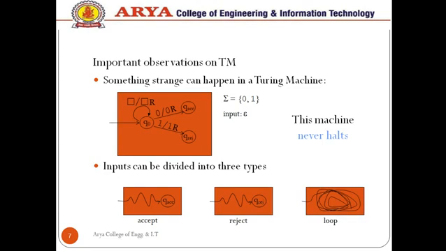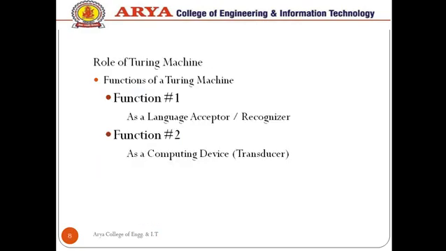Number 1, as we see, is accept the string. Number 2 is reject the string. Number 3 is loop. Loop means it is a never-ending process. When we give any input for this, then it remains in the same state.